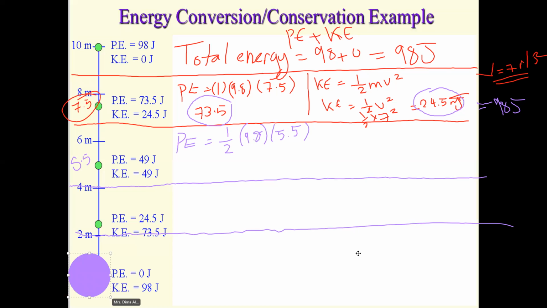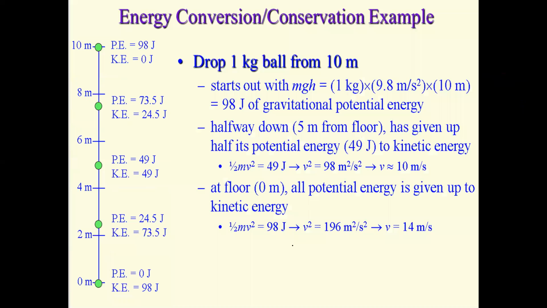Now, after that, see how the energy is conserved. As you see, the total energy when it is at 10 meter is 98. And here it's 98. And here it's 98. And here it's 98. So that's why the total of the energy is conserved. The total energy at any point will be the same. Is it clear?